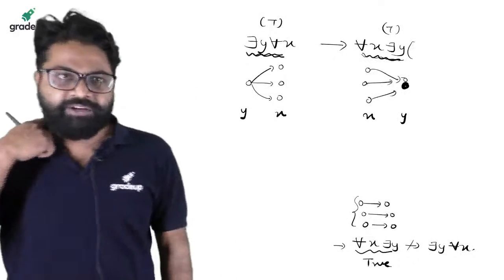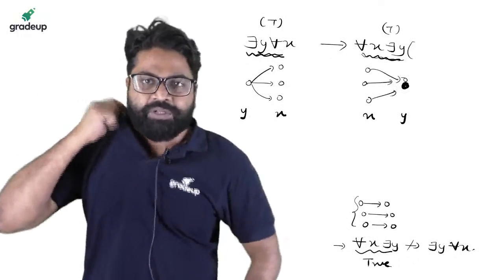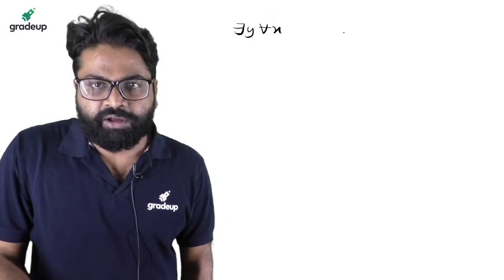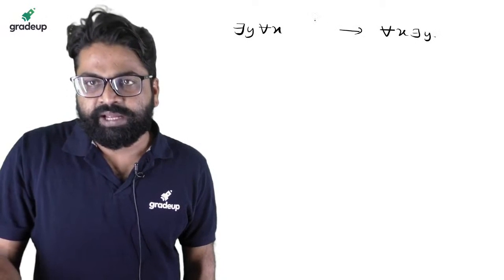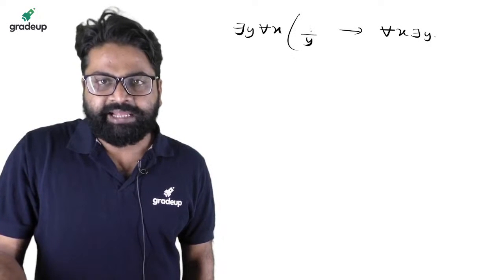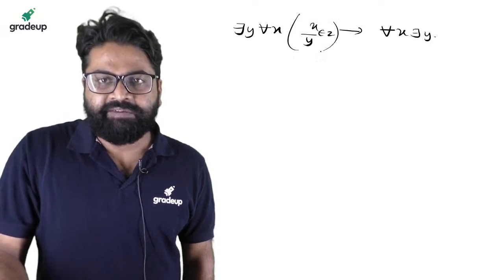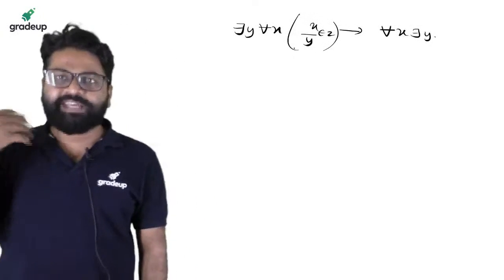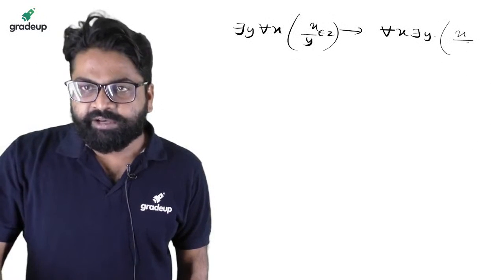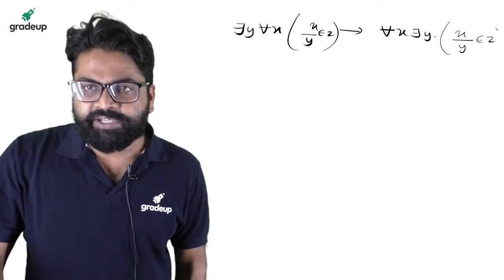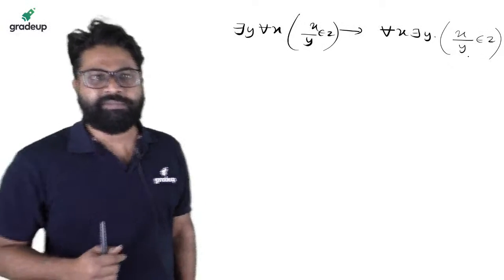Sir, do you have any example with respect to this? Yes, I'll give you an example. Suppose there exists y for all of x and it is implying for all of x there exists y. Let's take an example: can we say that there exists an integer which divides every x? Here it is trying to say that all of the integers are divisible by some constant element. Yes, we can say that.